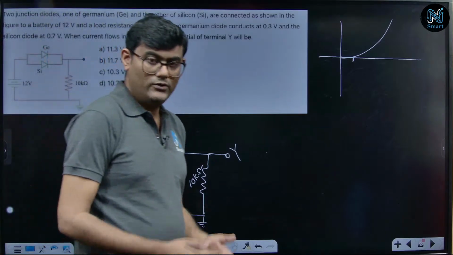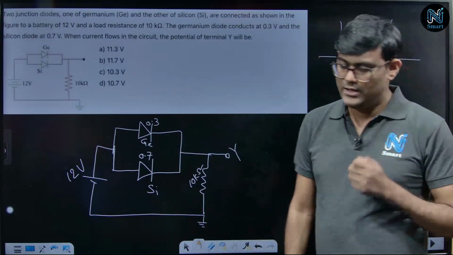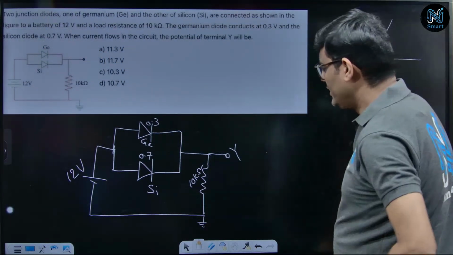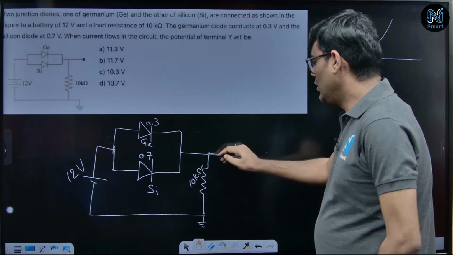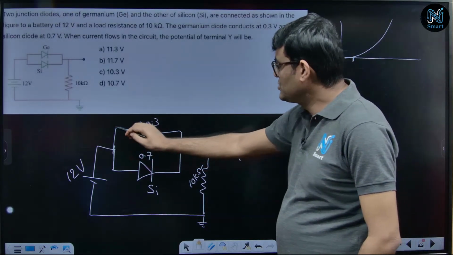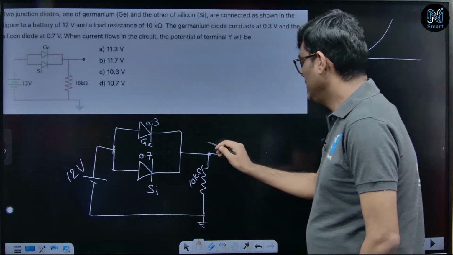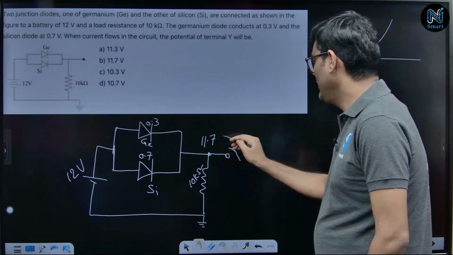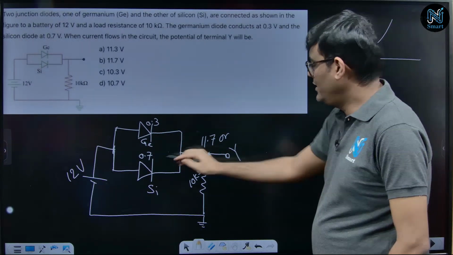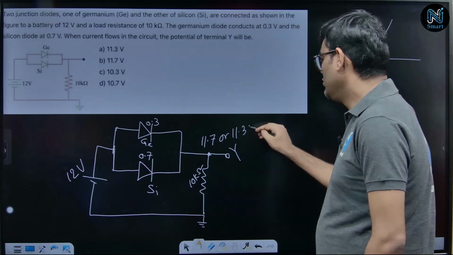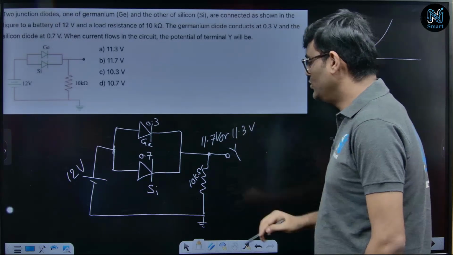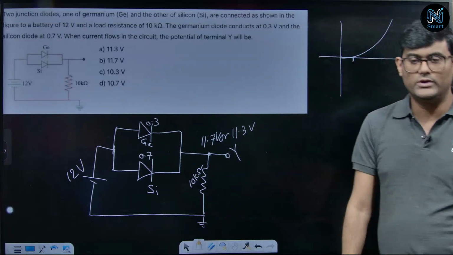ওকে, লেট মি হেল্প ইউ টু সলভ দিস কোয়েশ্চেন। ধরো এই কোয়েশ্চেনটাতে ওয়াই এর ভোল্টেজ কত হবে? ওয়াই এর ভোল্টেজ 12 মাইনাস 0.3 মানে 11.7 হবে, অথবা ওয়াই পয়েন্টের ভোল্টেজ 12 মাইনাস 0.7, 11.3 ভোল্ট হবে। দুটো তো হতে পারে না, একটা পয়েন্টের দুটো ভোল্টেজ হবে না, একটাই ভোল্টেজ হবে, কোনটা হবে?